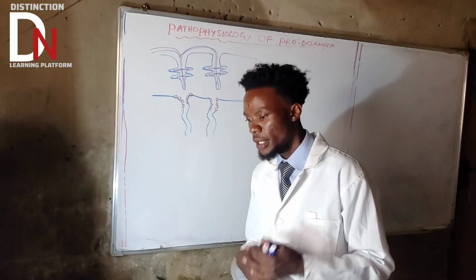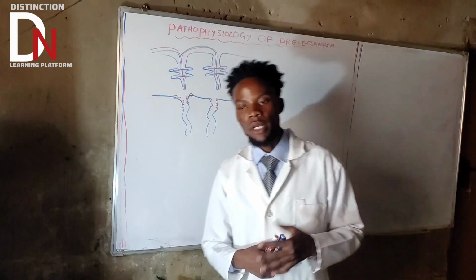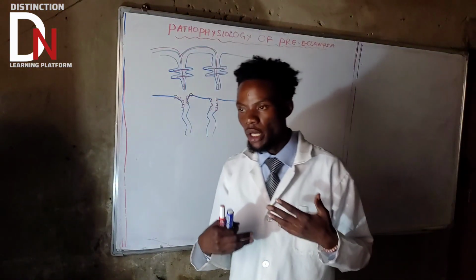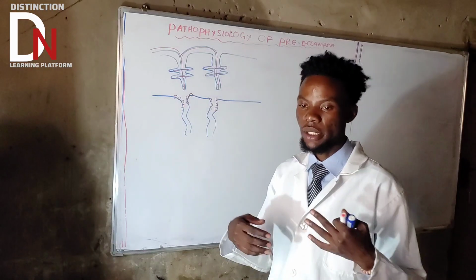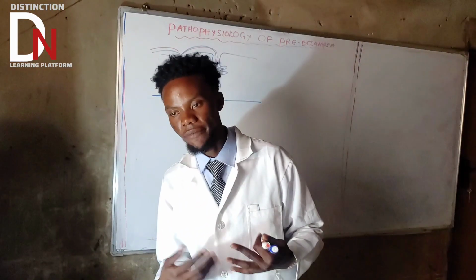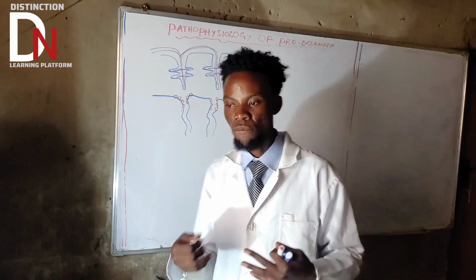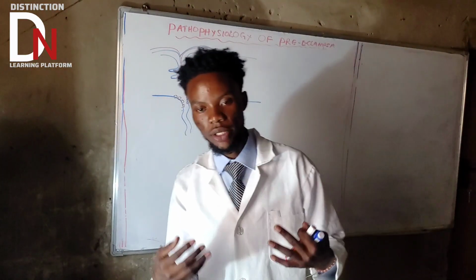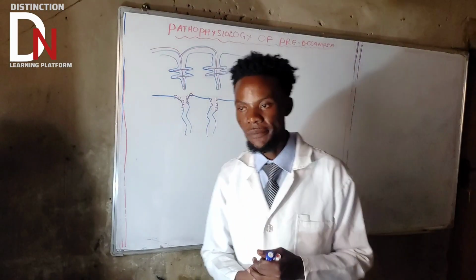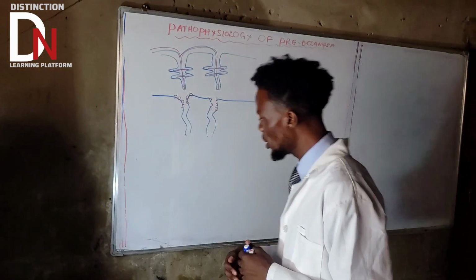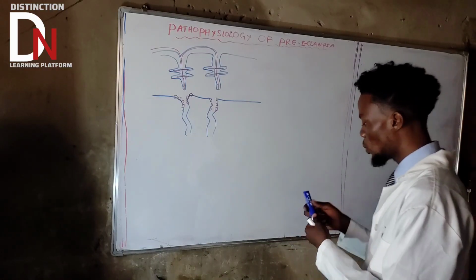Okay, now what is the pathophysiology of pre-eclampsia? Basically it is postulated that there is some problem with the trophoblastic invasion, as well as the remodeling of the spiral arteries, which are the branches of the uterine arteries. Okay. So what are we saying? If you talk about the pathophysiology, it's because of two important things.